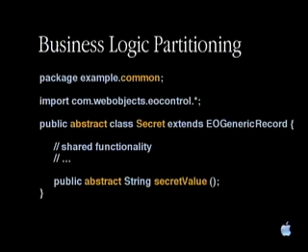So this slide shows roughly how a class Secret would look. This time I'm subclassing EO generic record. As you can see, the package is example.common. I import com.webobjects.eocontrol. It's just business logic, I don't need anything more. Then I would implement shared functionality, and the methods that I want to have different, I declare abstract.